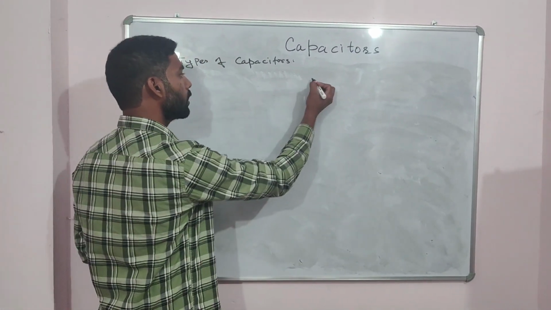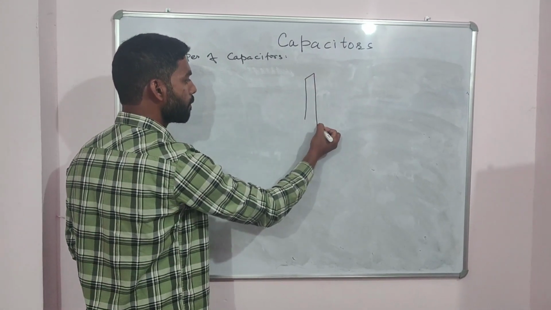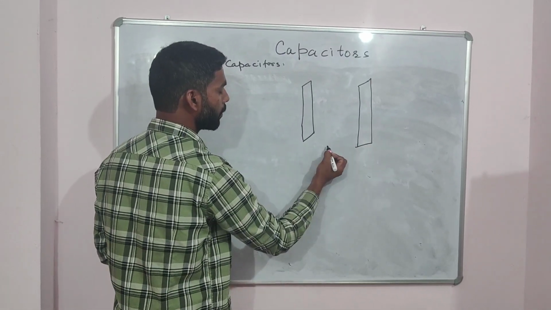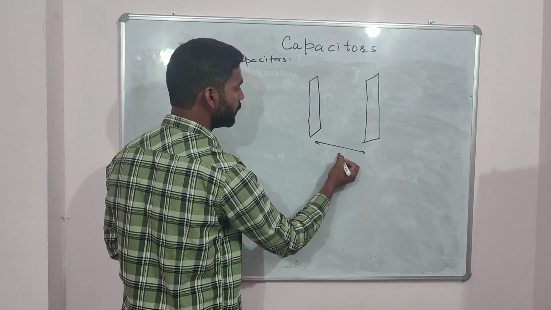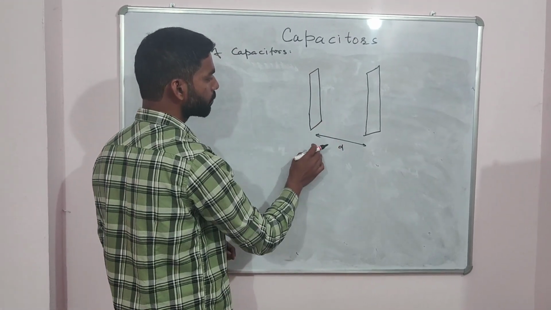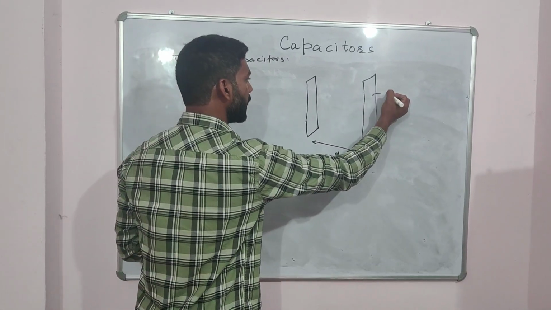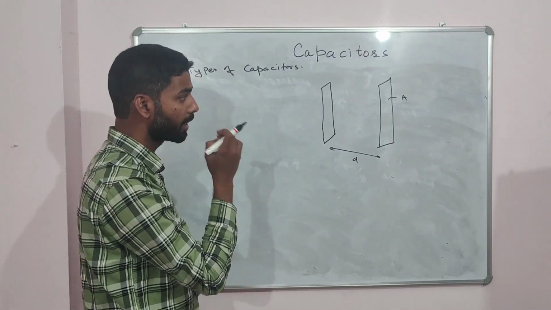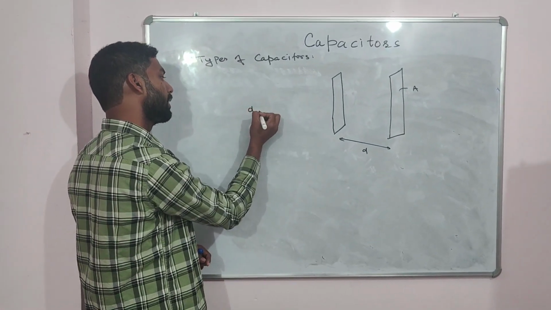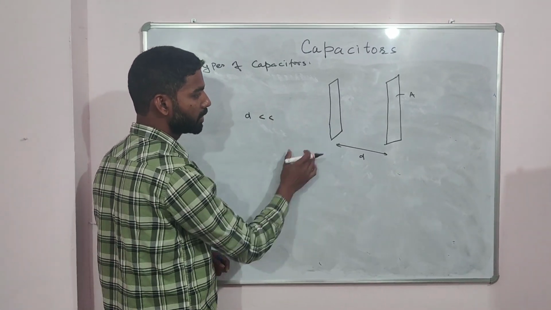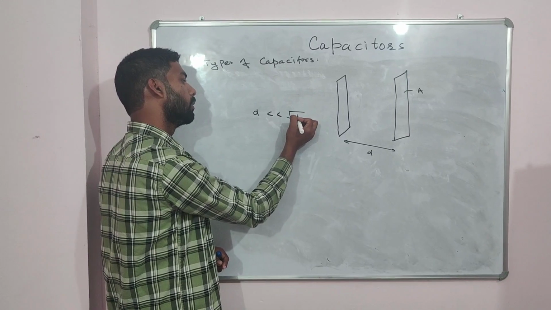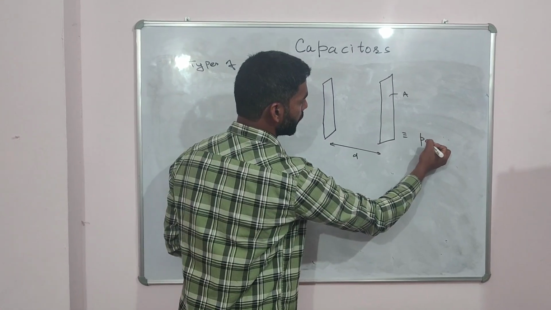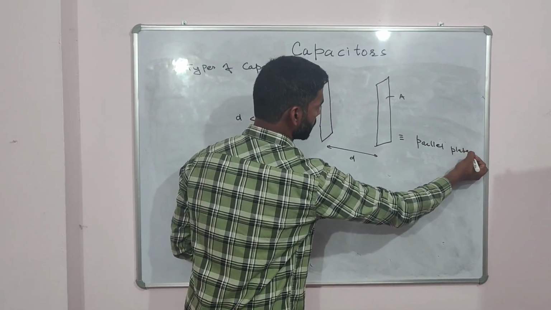For example, if there are two plates like this, and they are separated by a very small distance d, and we supply some charges, and it is such that d is very small compared to the linear size of the plate. Linear size means the square root of A. Then this system can be called a parallel plate capacitor.